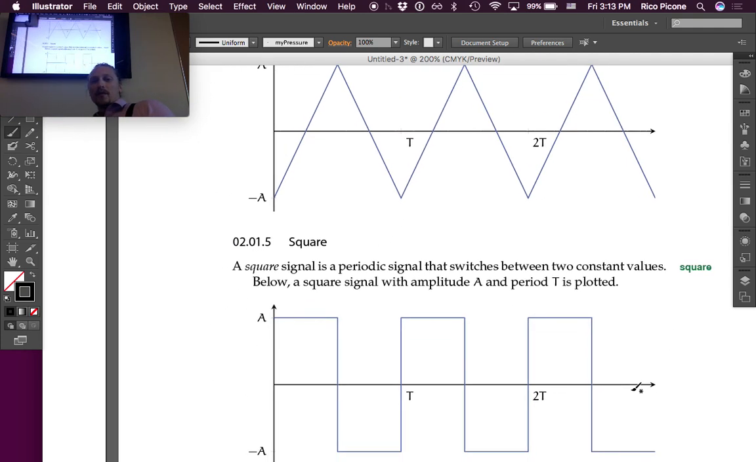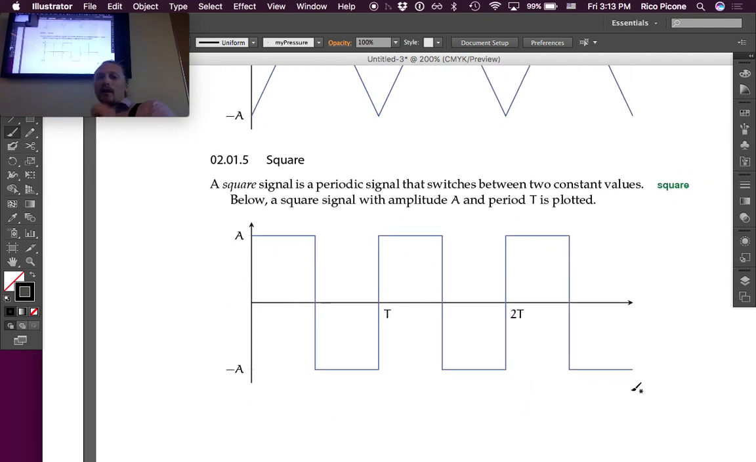Pretty cool stuff. These are all things that, when you get in the lab, the function generators in there can produce all of these different functions. So you could put these all into a circuit and see what response happens. It's kind of cool.